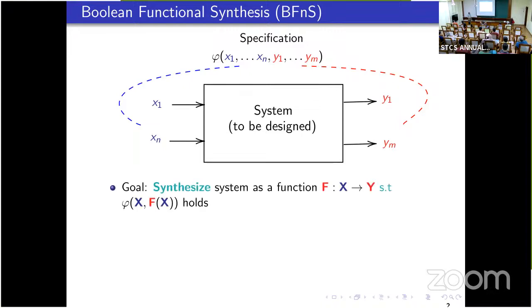Our goal is to synthesize functions from the inputs to the outputs, such that when I substitute that function in place of the outputs, the specification holds. Specification is just a logical formula. So what does Boolean refer to, the variables, the input and the output? Yeah, in this talk I'm going to focus completely on inputs and outputs being Boolean, and this being a Boolean formula, everything. There is a version of this where these can be more general, like first order logic formulas. But in today's talk, I'm just going to focus on Boolean.